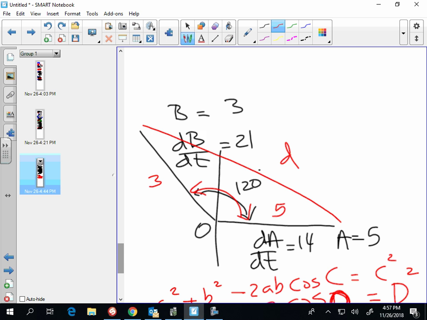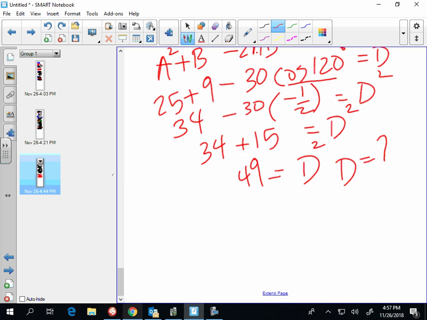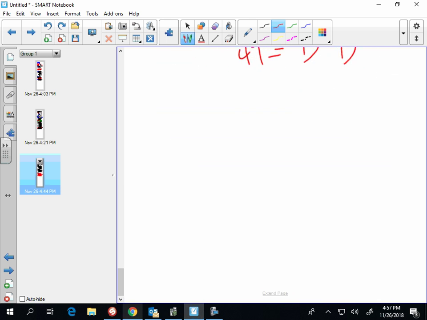We did some tricky stuff. D equals 7. But remember, the question was, how fast is the distance between the two changing? They want to know dd/dt. Bah! Yes, I have to go and take the derivative of law of cosines.